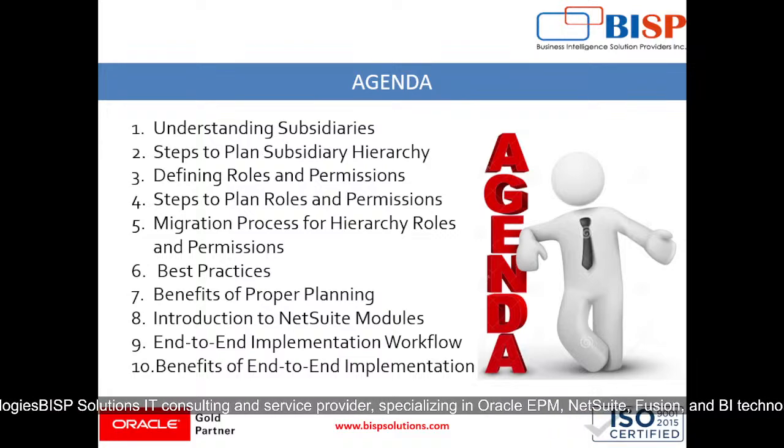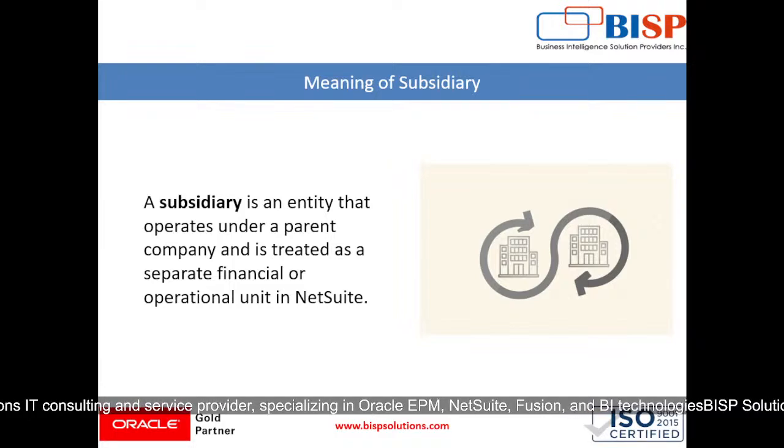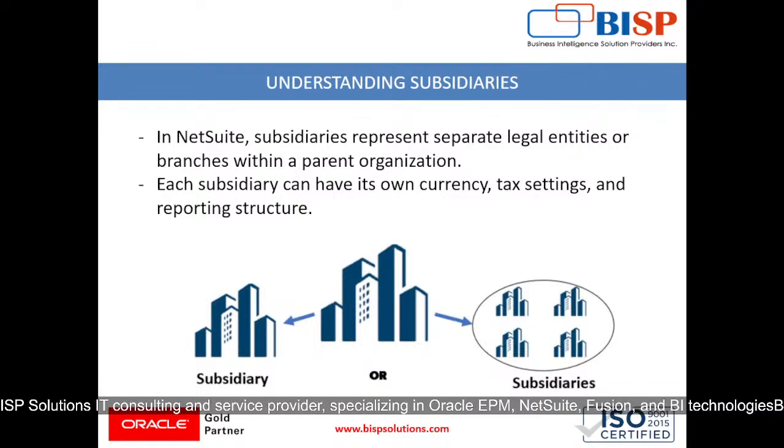So starting with our first is meaning of subsidiary. So a subsidiary is an entity that operates under a parent company and is treated as a separate financial or operational unit in NetSuite. So each subsidiary can have its own chart of accounts, currency, tax regulations, financial reporting requirements, user and permission.